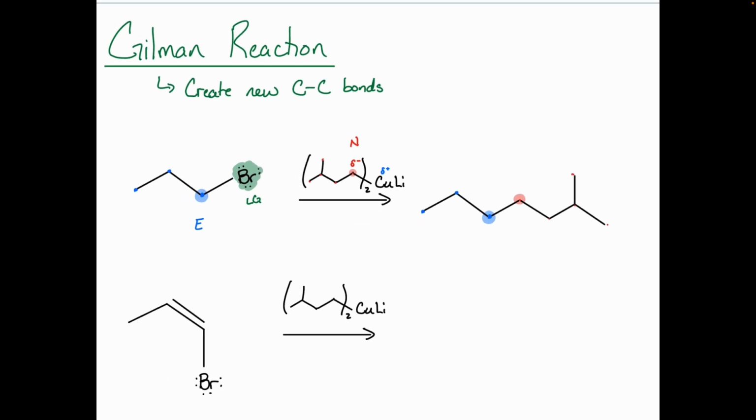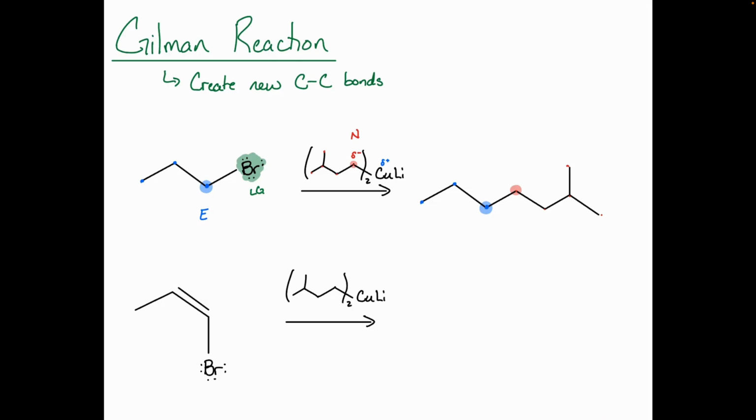All right, and the other thing about the Gilman that we noted is that you can use alkyl halides or alkenyl halides, where that bromine is attached to a vinylic carbon. And importantly, these reactions preserve your alkene stereochemistry. All right, so everybody take a second and give me the product of this second Gilman reaction here.